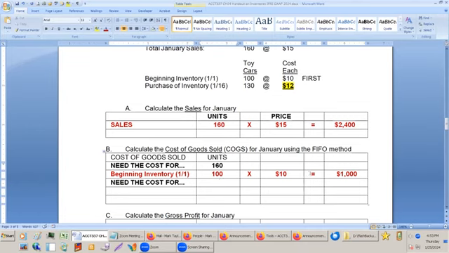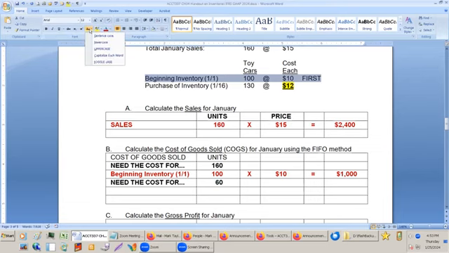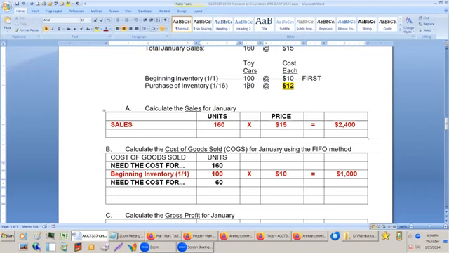$30 more, or $60. 60, yep. Okay, so we need to find the cost of 60. Now notice this beginning inventory is gone. So now we're down to the next first in. We need 60. Again, there's 130 in that layer, but we don't need 130. We only need 60 of them.